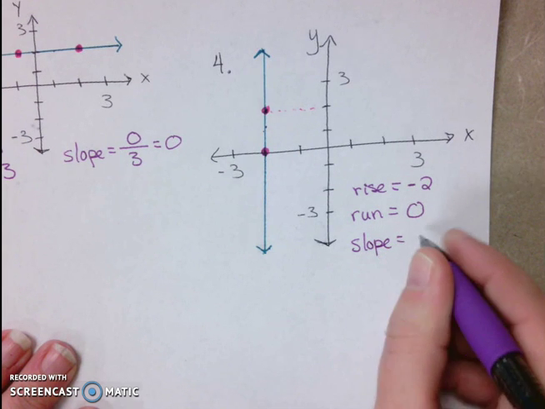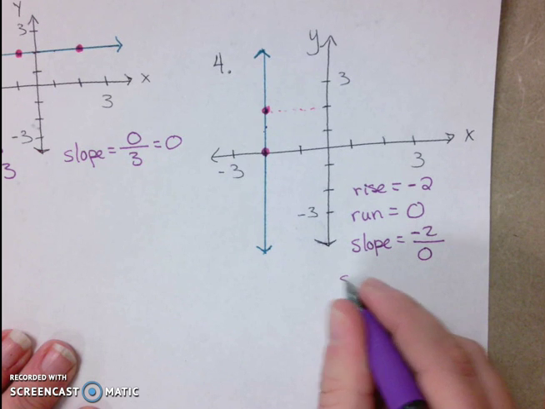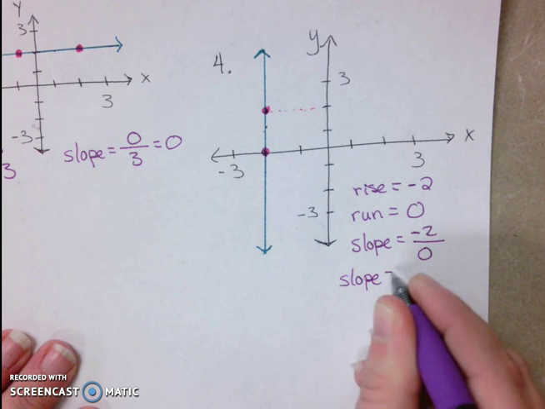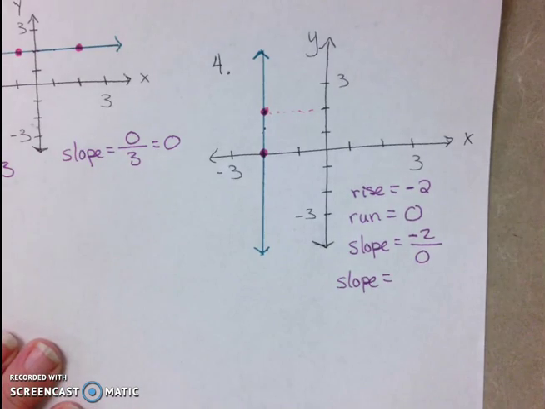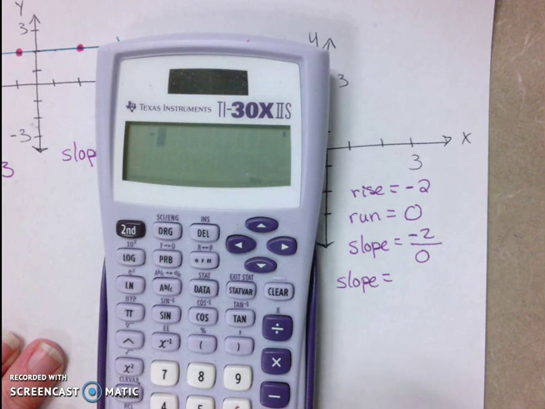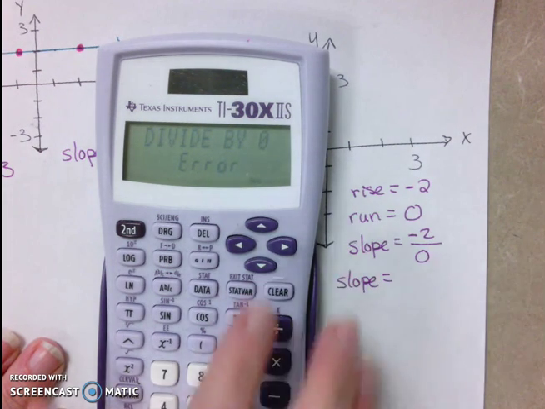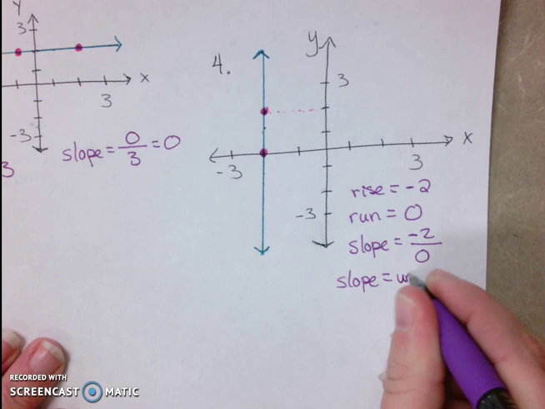And here my slope equals then the rise -2 over the run 0. So what is -2 divided by 0? That's the question. Think about that. And now I'm going to show you what the calculator says. If I take -2 divided by 0, it says divide by 0 error. Because in math, you cannot divide by 0. Like, it's mathematically impossible to divide by 0. That's why it's called undefined.